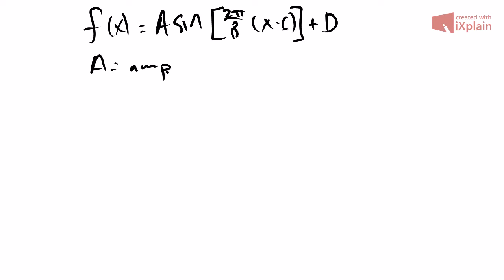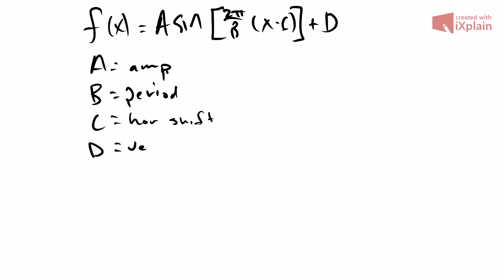Okay, b is going to be our period. C will be our horizontal shift, and D vertical shift. Okay, so B is really the only one that's tricky here, because if you look at a problem, you're only going to be given little b. It's not necessarily going to be your big B. So let's just take a look at number 12.